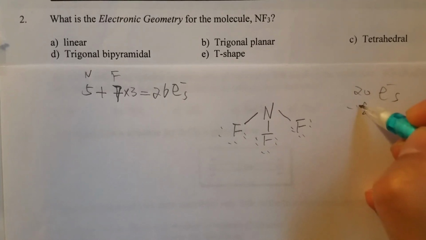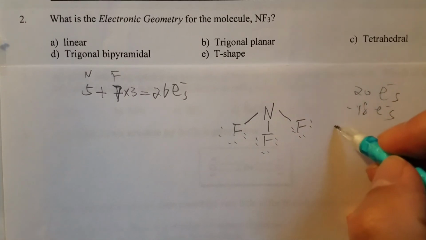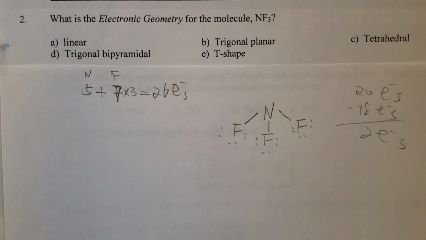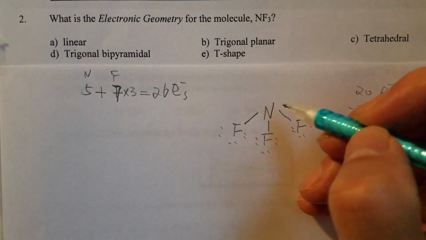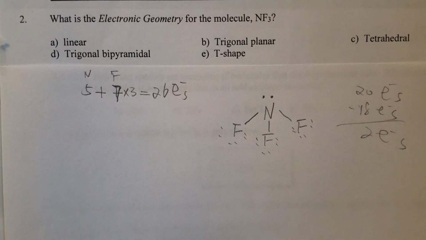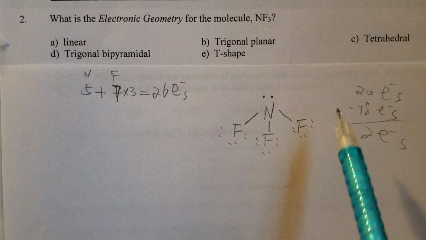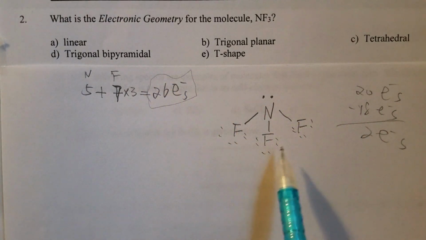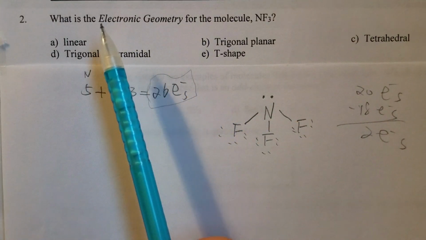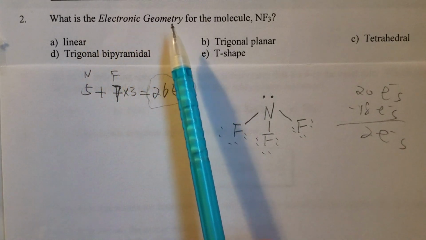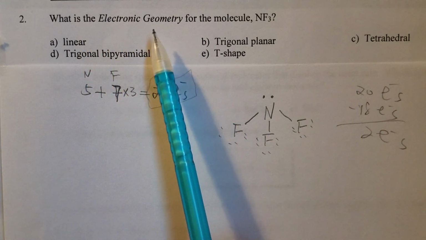20 minus 18, so we still have 2 electrons remaining unassigned. And now, of course, we have to assign those to the central atom as lone pairs. Now you see all 26 valence electrons are assigned. Okay, it is asked what is the electronic geometry, or electron group geometry, or electron pair geometry. They're all the same.